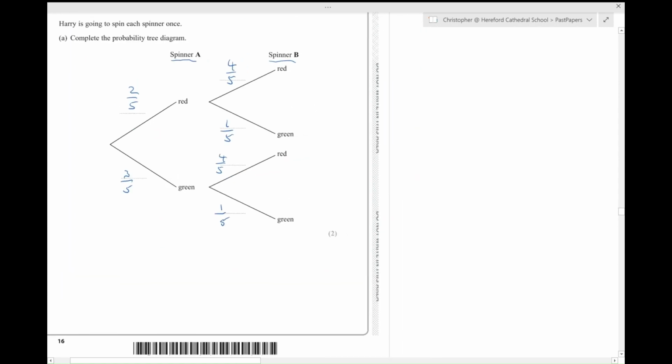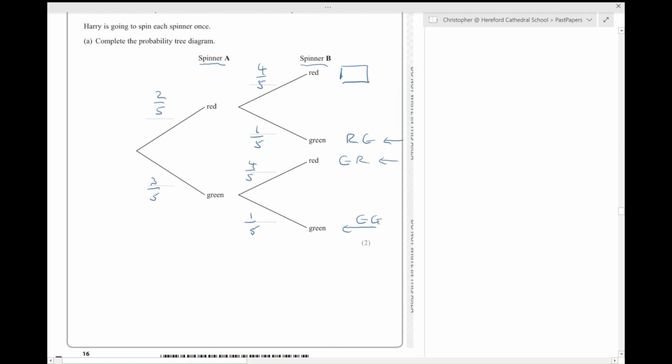At least one. So that's going to be this outcome, red, green, that would count. This outcome, green, red, that would count because at least one of them is green, and this outcome would count as well, green, green, because at least one of them is green. So in fact, all the outcomes are going to count except this one. So I'm going to work out the probability of red and subtract that from 1. Now the probability of red, remember you multiply as you move along, is going to be 2/5 times 4/5.